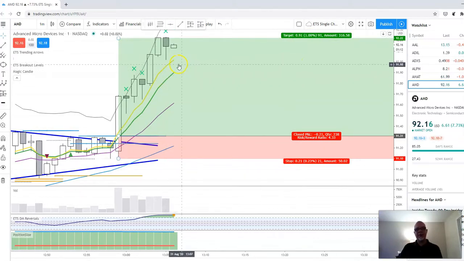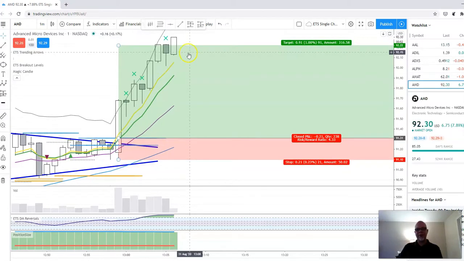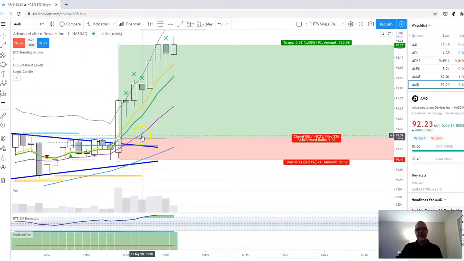And of course we're not even really touching any of our moving averages here, the 6 or the 9. So it's still very much in the territory of just rocketing up at the moment. But yeah, I thought you might enjoy a quick live view of how the trending arrows and the breakout levels work, and how you can utilize them in your trading.